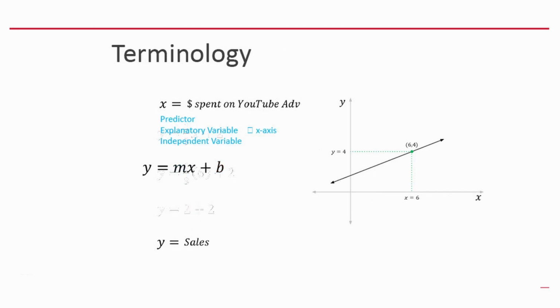Now just a little terminology moving forward. Instead of x, when it comes to regression, we usually call that the predictor, or the explanatory variable, or the independent variable.